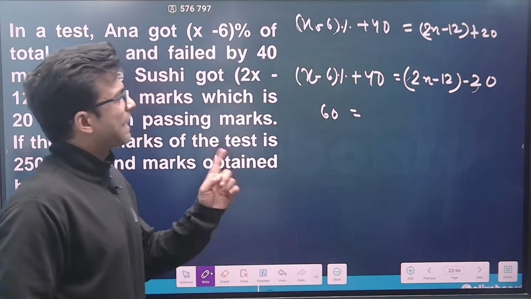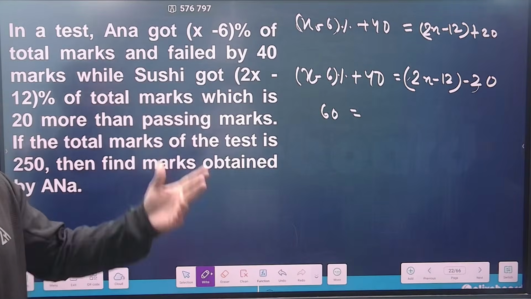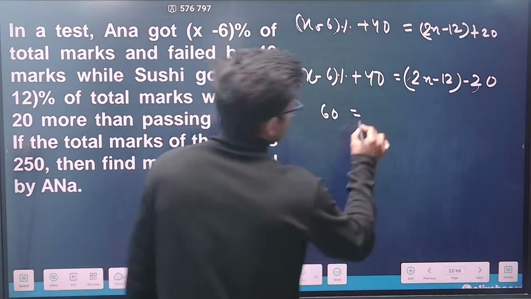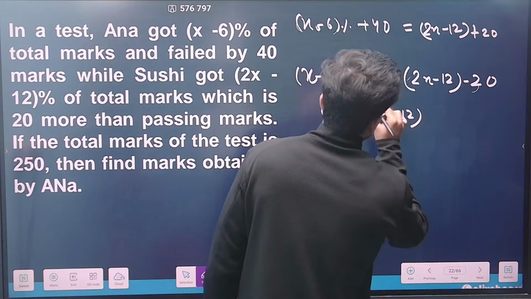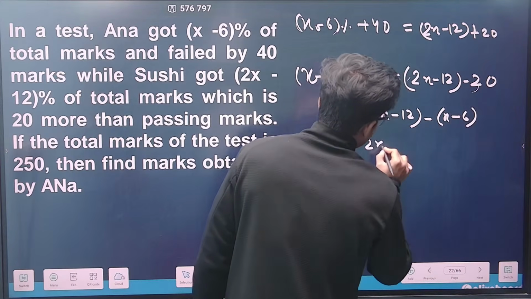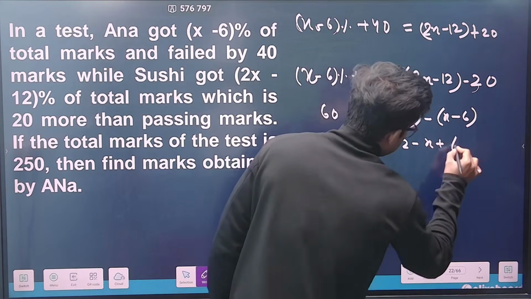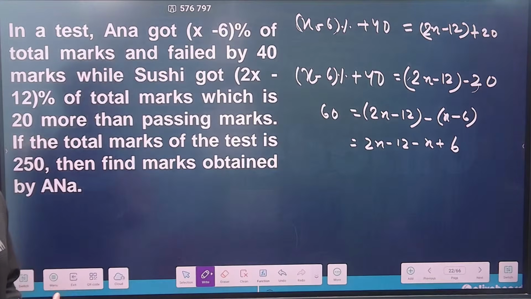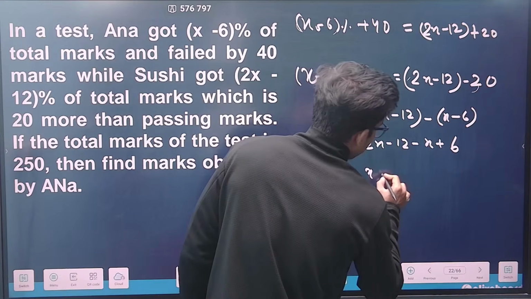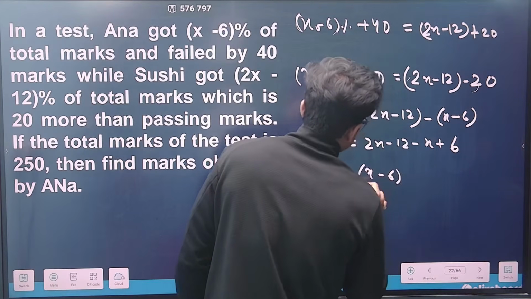60 equals 2x minus 12, minus x minus 6. So this would be 2x minus 12 minus x plus 6, correct? I hope this makes sense, everyone. So from here, what I can figure out, now see the point. So you can also solve here that 2x minus x minus 6, correct, is equal to 60.